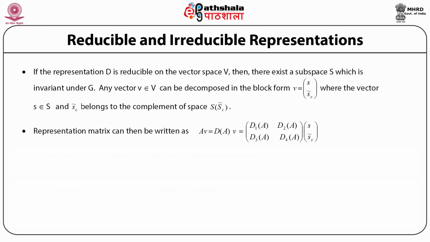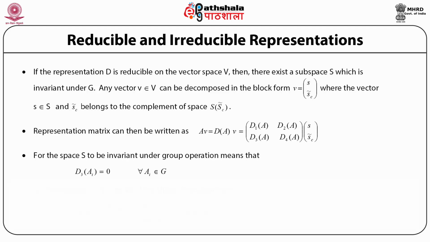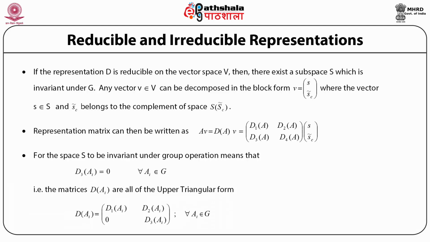The representation matrix can then be written as D of A equal to D1 of A, D2 of A, D3 of A, D4 of A in the form of a 2 by 2 matrix. These themselves are matrices acting on the spaces S and S tilde. For the space S to be invariant under group operation means that D3 of Ai is equal to 0 for all Ai belonging to the group G. That is, the matrices D of Ai are all of the upper triangular form. That is, the matrix D of Ai is in the upper triangular form with all the other elements in the matrix being 0.